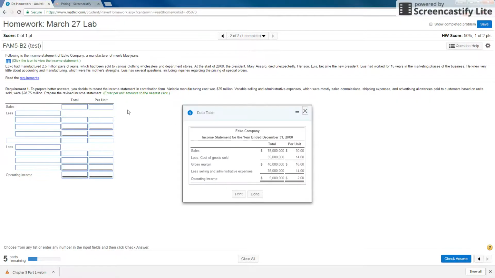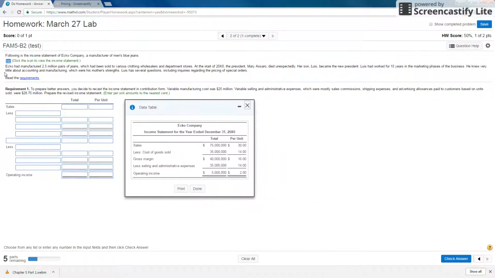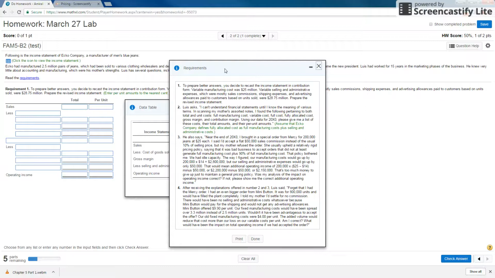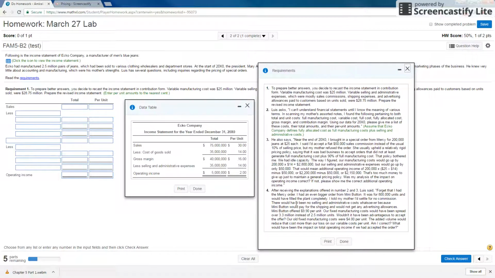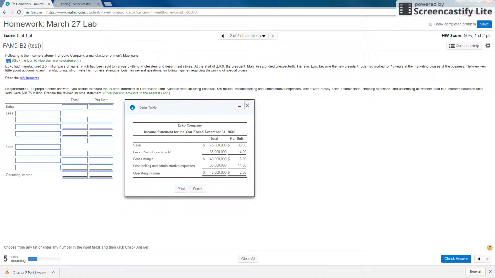So here, read everything that you need again, and then I will start the question. You don't need to read all of these requirements, so we'll go through them step by step. But read the question, read the numbers, and we will solve it.